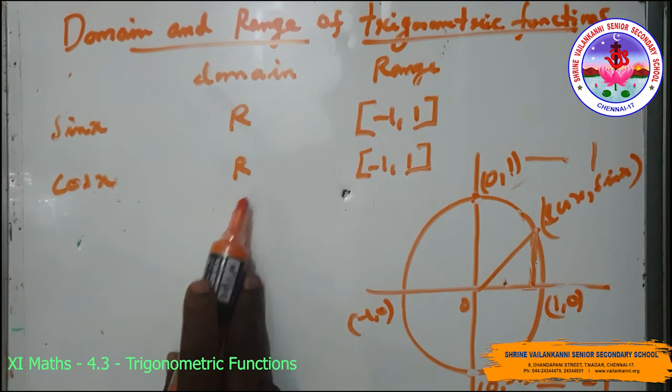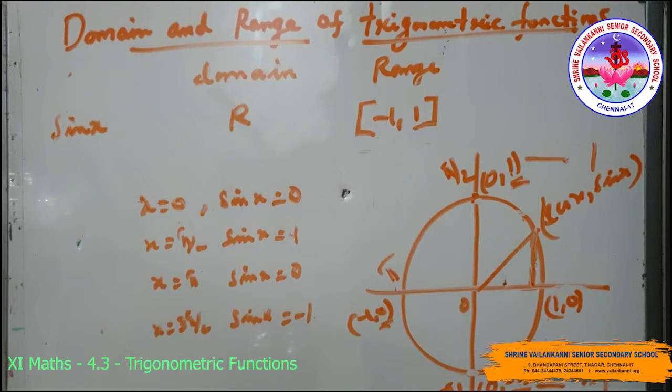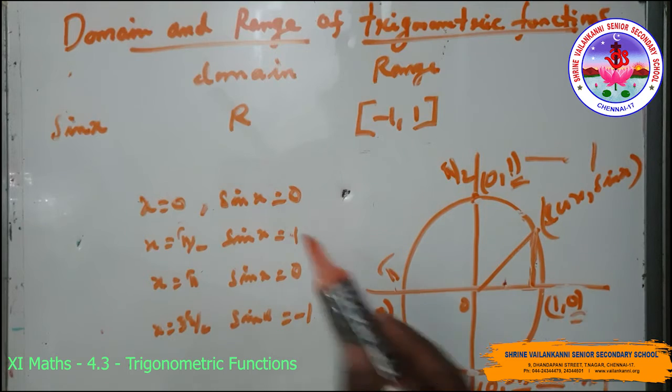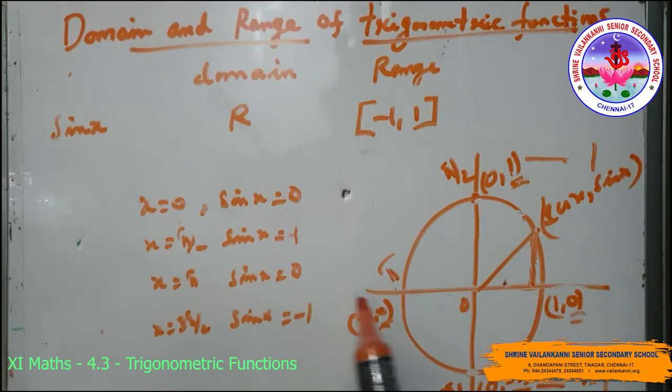Similarly cos x, the domain is real numbers and the range is minus 1 comma 1. When x is 0, sin x is 0. When x is pi by 2, sin x is 1. When x is pi, sin x is 0. When x is 3 pi by 2, sin x is minus 1. So the range lies between minus 1 and plus 1.